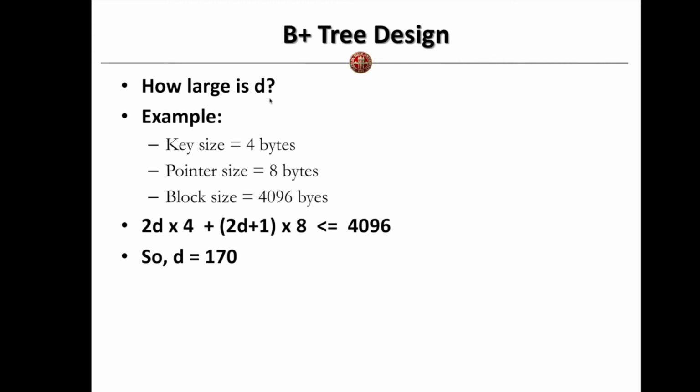Remember the D value, right? Given a D value, the maximum number of key values we allow for each of these nodes will be 2D, right? You still remember the range, right? It's from D to 2D. In other words, the largest number of keys we allow for each node will be 2D, right? And the largest number of pointers for each of the nodes will be 2D plus 1, right?